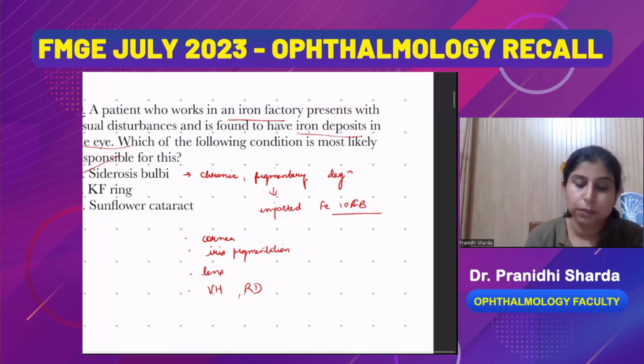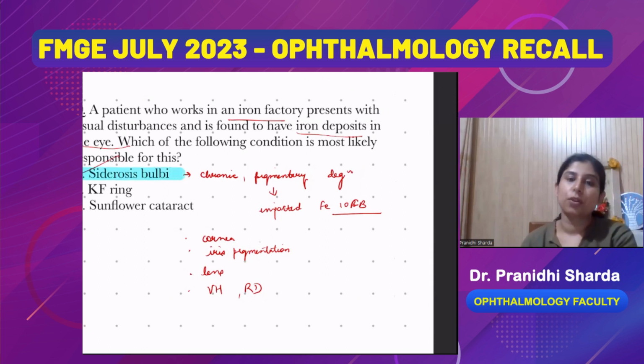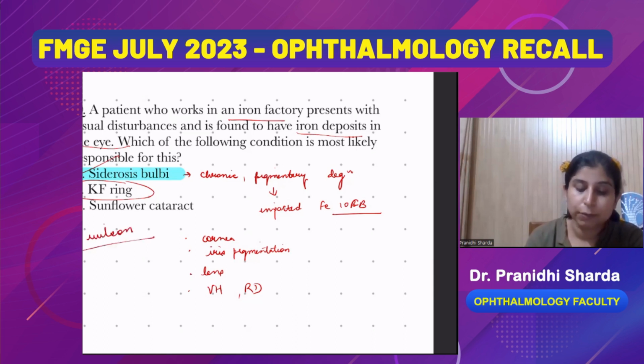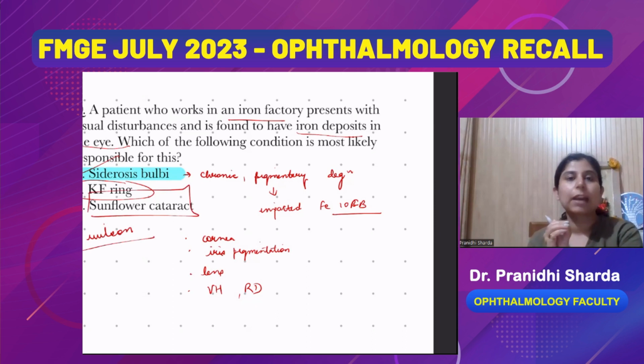So a very direct question, and the answer is siderosis bulbi. The other options: KF rings. We know what KF rings are: golden brown deposition of copper in Descemet's membrane seen in Wilson's disease, where there is excess copper and a deficiency of ceruloplasmin. Sunflower cataract, again, is a finding of Wilson's disease. It is a very characteristic type of cataract seen in Wilson's. So both of these options belong to Wilson's disease. The fourth option I was not able to get. So these are the three options, and the answer is siderosis bulbi.